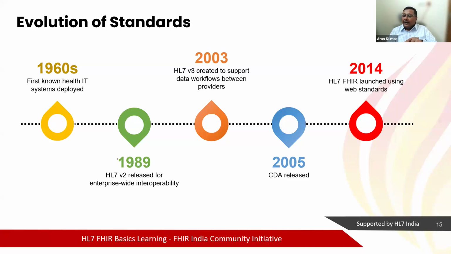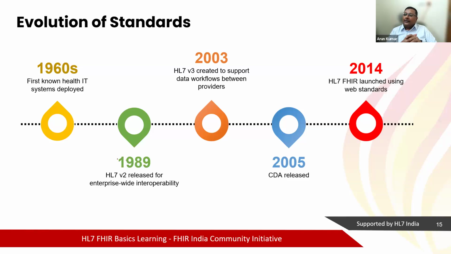So it was in 1989 that HL7 V2, as we know it today, was released for enterprise-wide interoperability. HL7 V2 started and continues to be a ballot-based approach. So if anything has to be added into the standard, it is recommended by a set of panelists and it goes into voting. And only when it is voted, things are adopted into the standard.